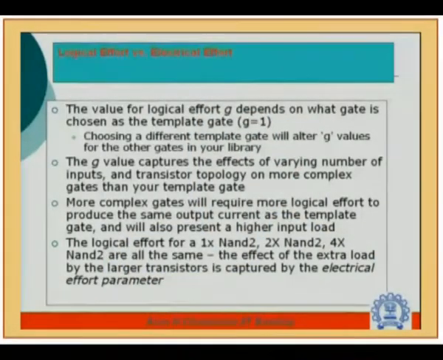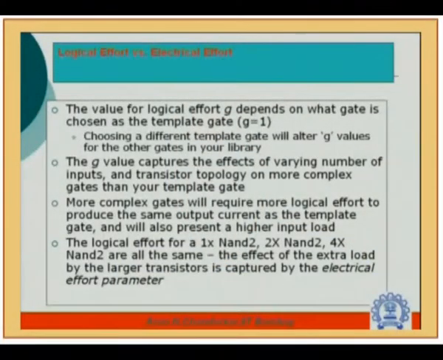G values therefore capture the effect of varying number of inputs and transistor topology on more complex gates than your template gates. A more complex gate will require more logical effort to produce the same output current as the template gate, and will also present a higher input load. Because you are increasing the sizes, the input capacitance also will proportionately increase. The logical effort for a 1x NAND gate, 2x NAND gate, 4x NAND gate are all the same. The effect of extra load by the larger transistor is captured by the other parameter, which is called electrical effort.